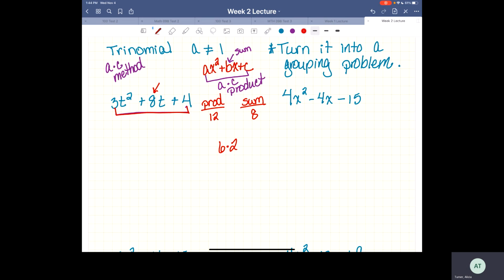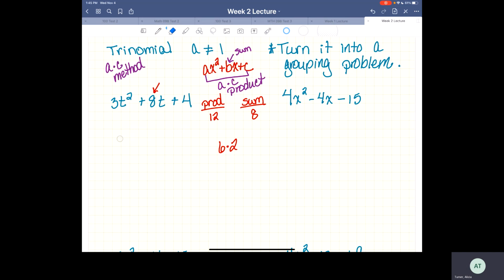This is where students go wrong. This is where students mess up. They do the same thing that we did when our A value is 1, and they just want it to be x plus 6 and x plus 4. But x plus 6 and x plus 4, if we were to FOIL that, we would not get our original problem. So that doesn't work. This is how you have to do it.